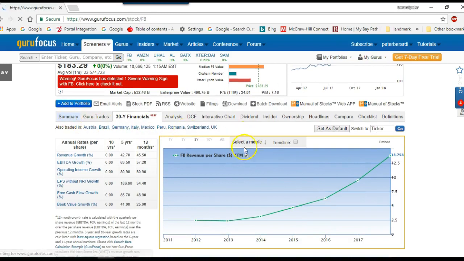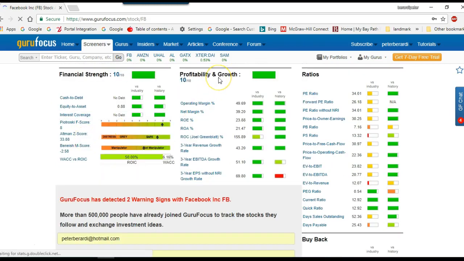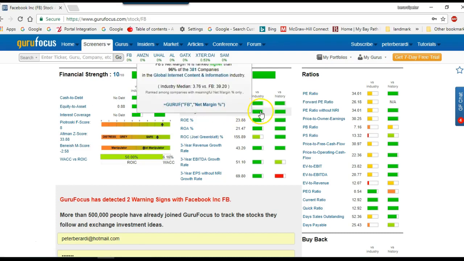If we go to summary here, it gives you financial strength, profitability, growth, and then ratios. Currently, Facebook's net margin or profit margin, which you will learn about in this week's class. Net margin is basically the net income generated by this company divided by its net sales. For every dollar of sales that Facebook sells or recognizes, they produce 39.2 cents on each dollar of profit, which is very healthy.